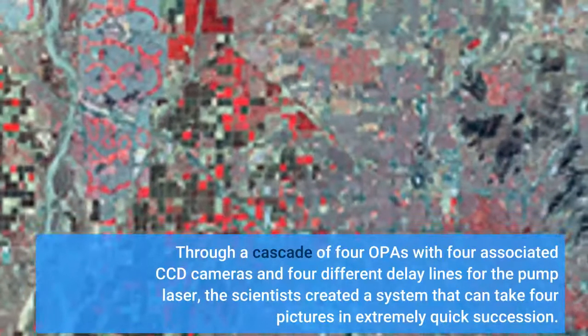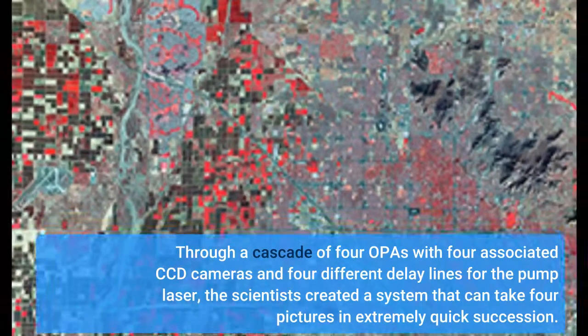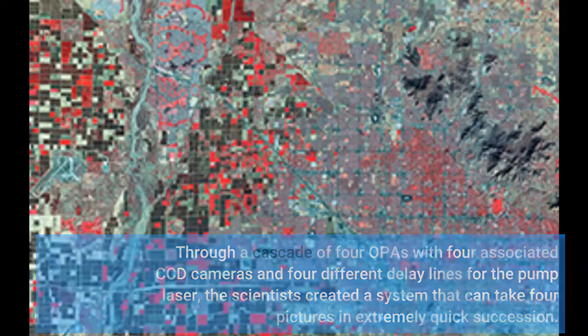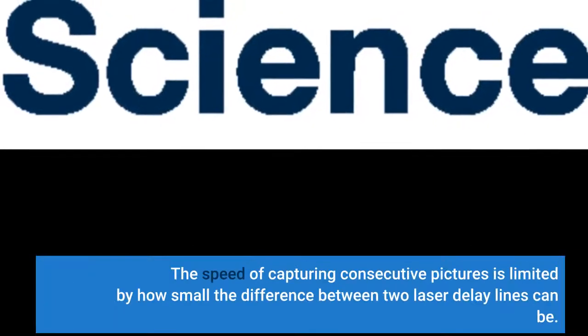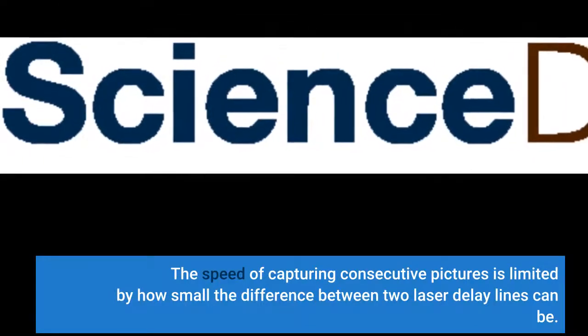Through a cascade of 4 OPAs with 4 associated CCD cameras and 4 different delay lines for the pump laser, the scientists created a system that can take 4 pictures in extremely quick succession. The speed of capturing consecutive pictures is limited by how small the difference between 2 laser delay lines can be.